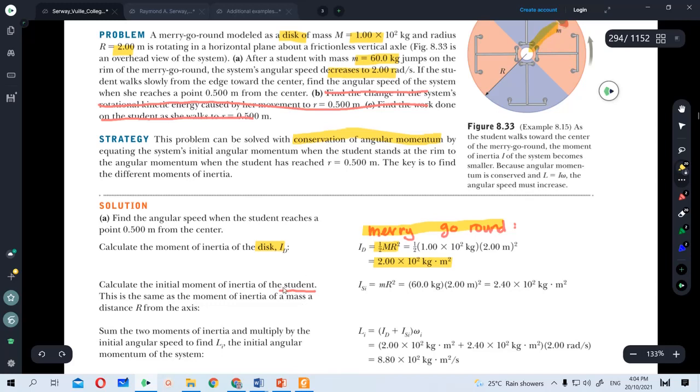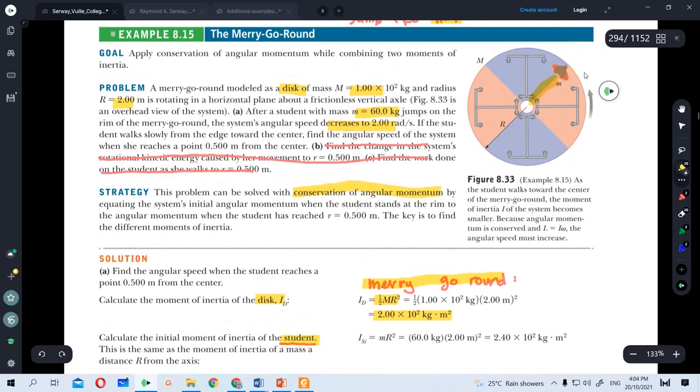Tetapi untuk lelaki ataupun student ni, for the student, somehow when he is at the rim, dekat rim ni, masa dia jump tu, so his MR, because axis of rotation is outside of the body, maksud dia macam ni. Dia bukan tengah-tengah badan dia. Dia di luar. So axis of rotation, kita use general expression. Okay, general expression mr squared. It's m and then r at that location.